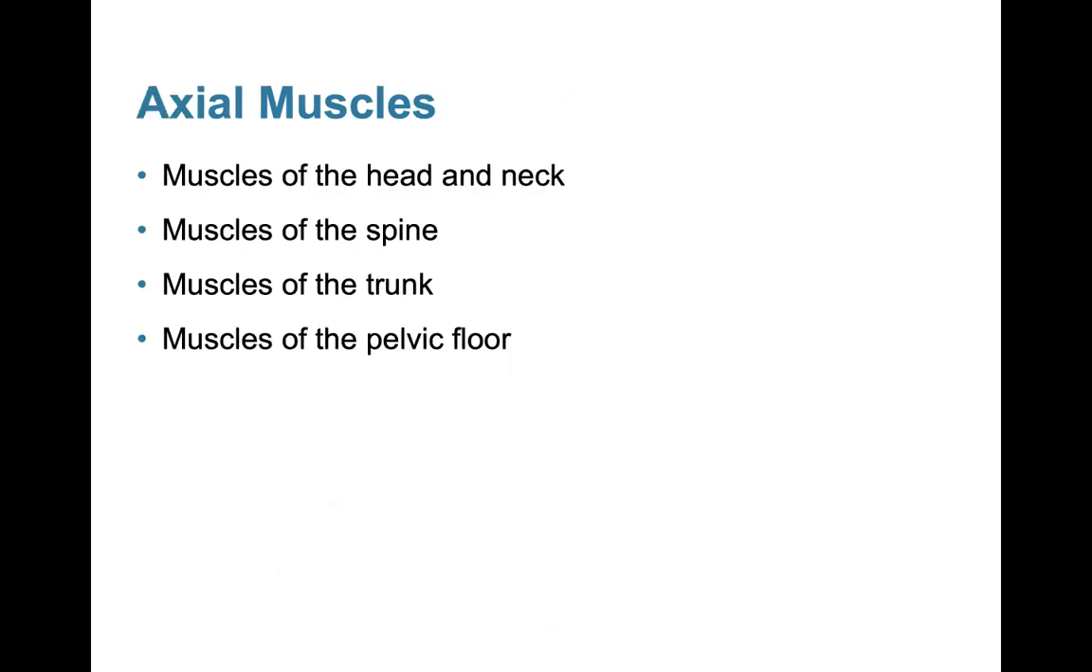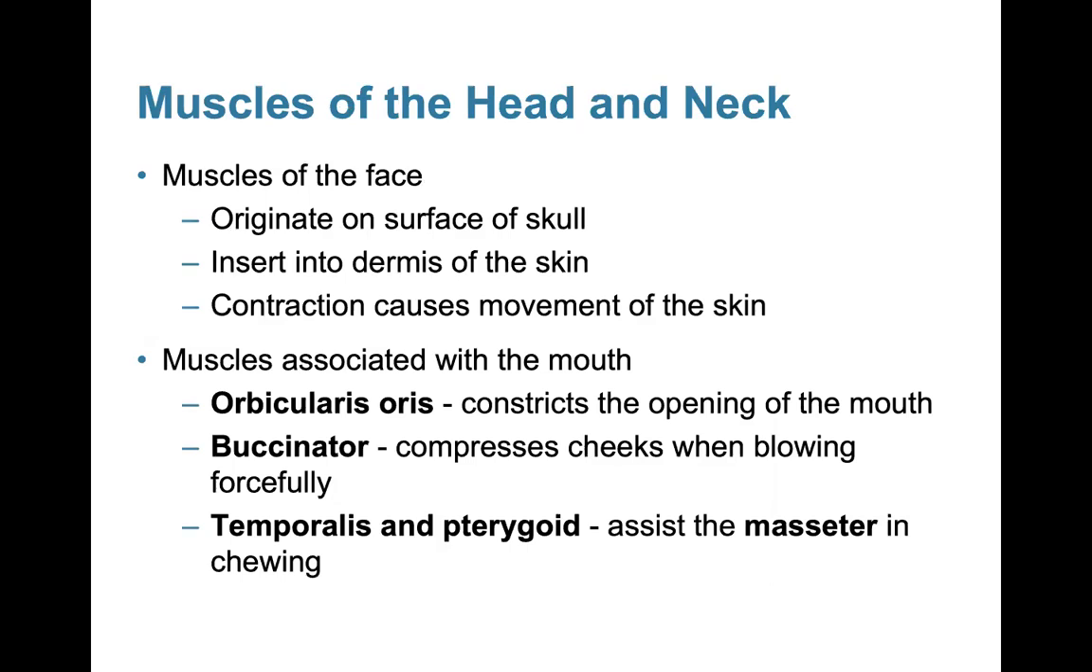Okay, so let's look at the axial muscles. These are going to involve the muscles of the head and neck, muscles of the spine, trunk, and pelvic floor. So the muscles of the head and neck are going to originate on the surface of the skull. They will insert into the dermis of the skin, and contraction will cause movement of the skin.